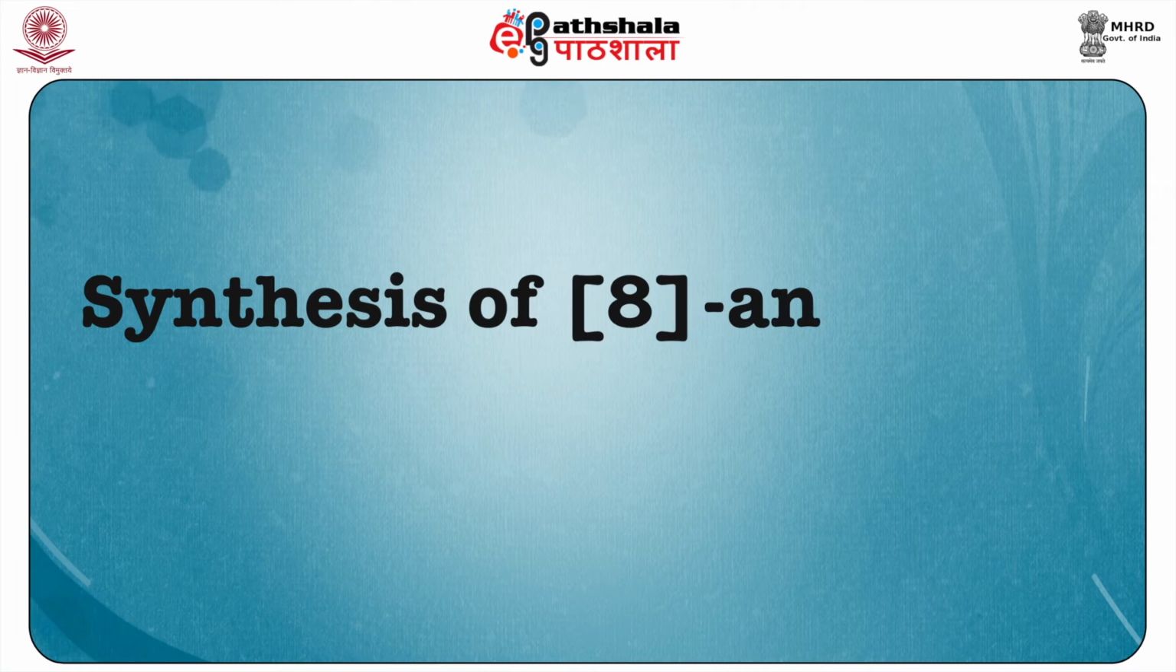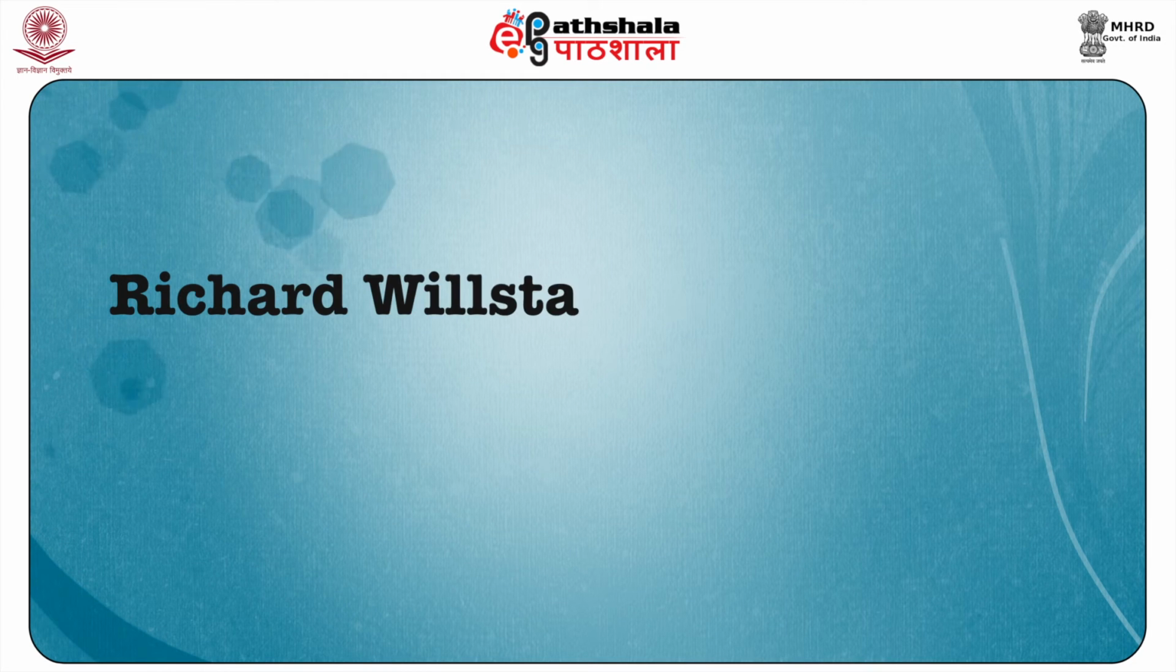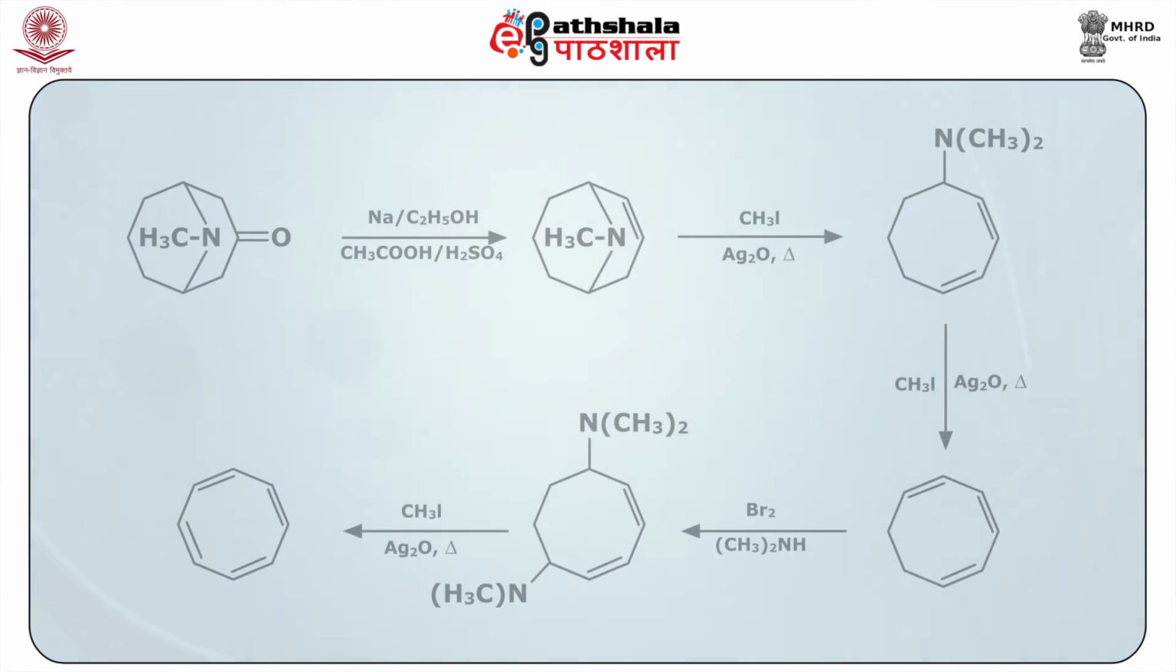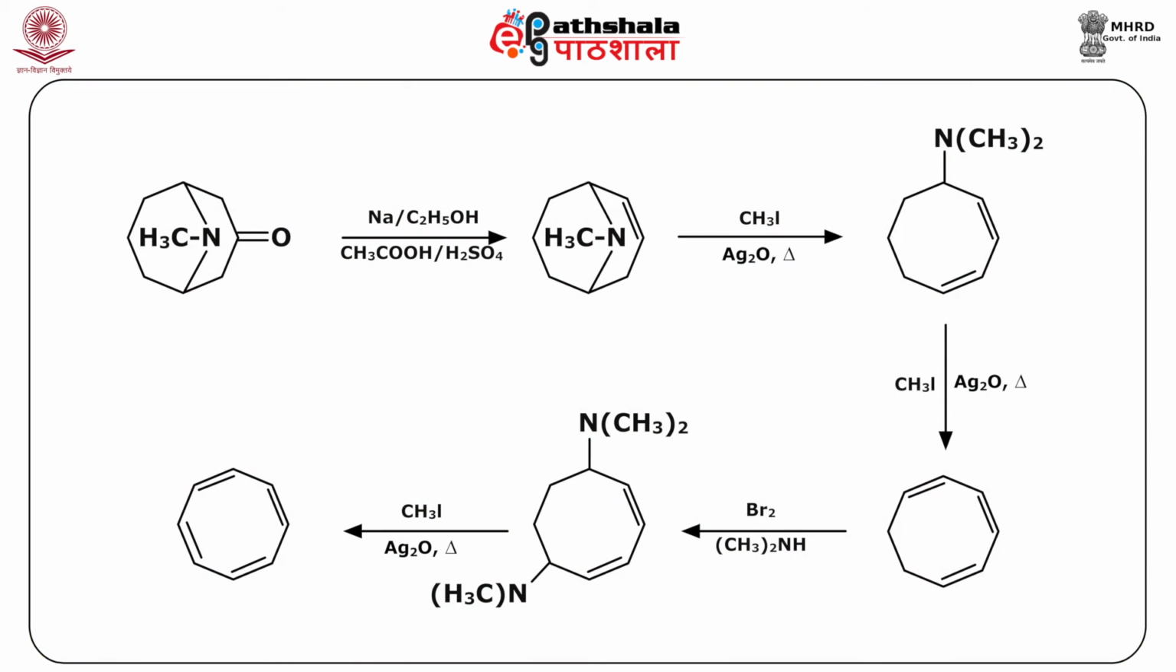Synthesis of 8-annulene. Richard Willstatter synthesis of 8-annulene. 8-annulene, or cyclooctatetraene, was first synthesized by Richard Willstatter at Munich in 1905 by the route shown.